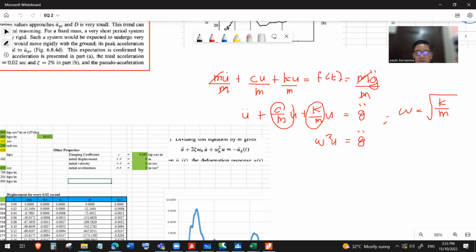And what is this? If you remember the formula of damping ratio, it is c over 2 omega m. Tama ba? Yeah, I think that's it. So c over m is 2 zeta omega. Transpose lang naman to.